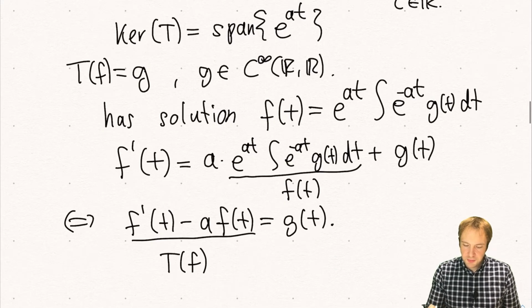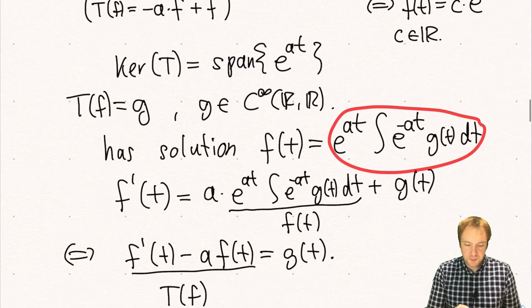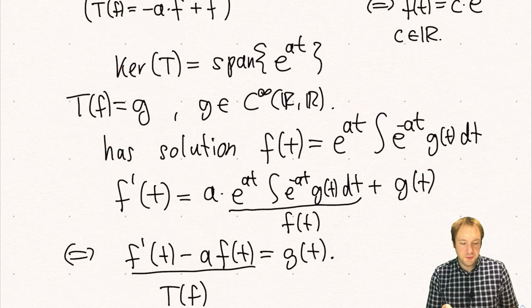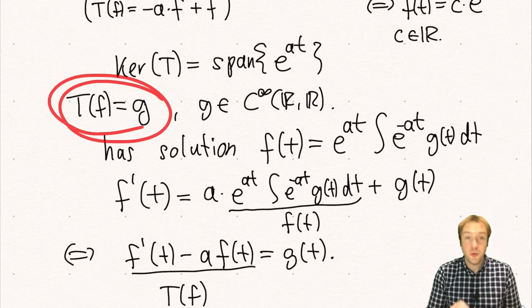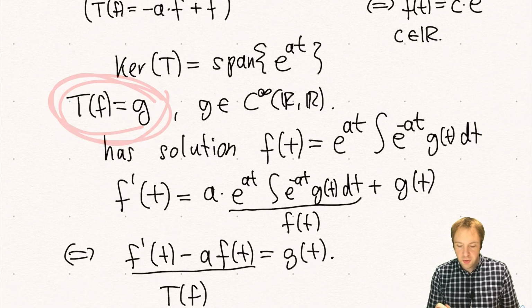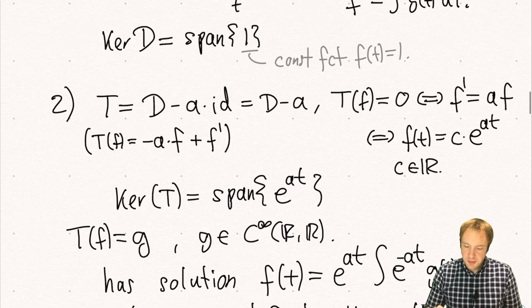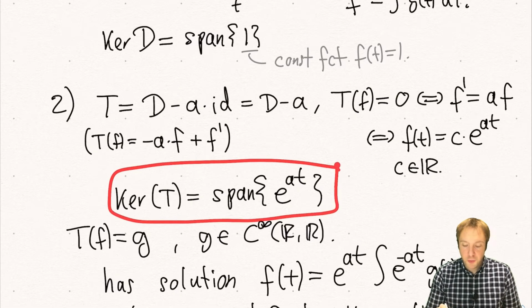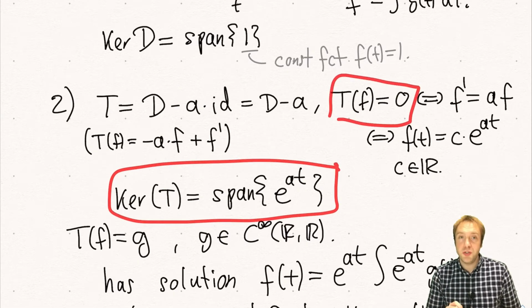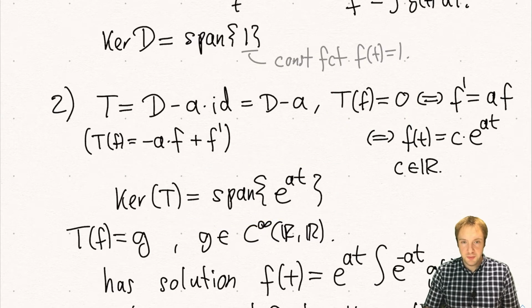So this gives one solution of this non-homogeneous differential equation. And this here gives all solutions to the homogeneous equation Tf equals 0.